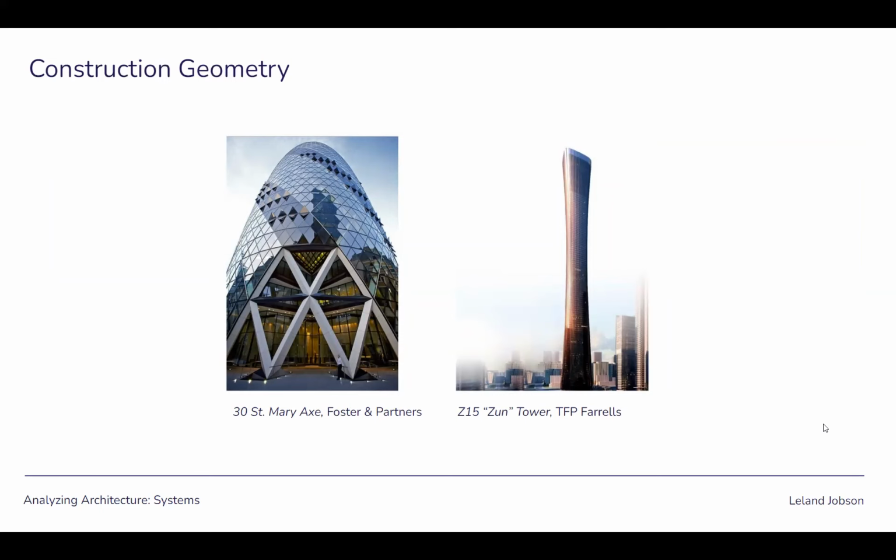Most well-known of them might be the Gherkin. So it's not technically called the Gherkin, but everyone calls it the Gherkin because, well, it looks like a gherkin, and that kind of answers its own question, right? So you have this gherkin shape, and then all the structure and facade follows that gherkin shape. At the bottom, I love this part. Oh, you just have this beautiful set of columns that are popping out here in the atrium. It's great. Currently under construction in Beijing, the Z15 Zoom Tower by TFP.